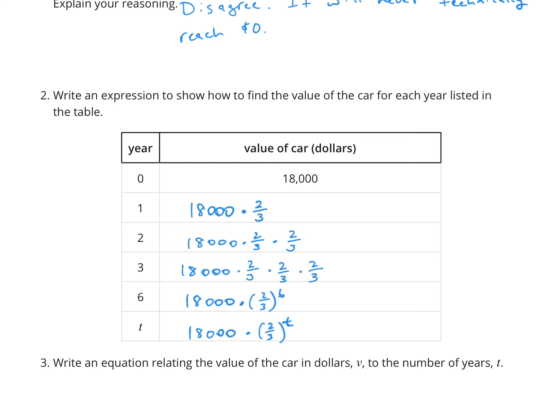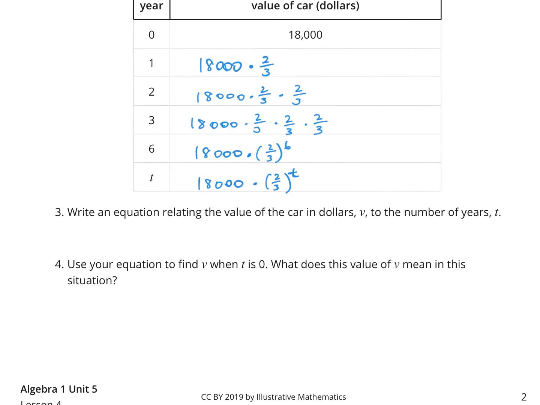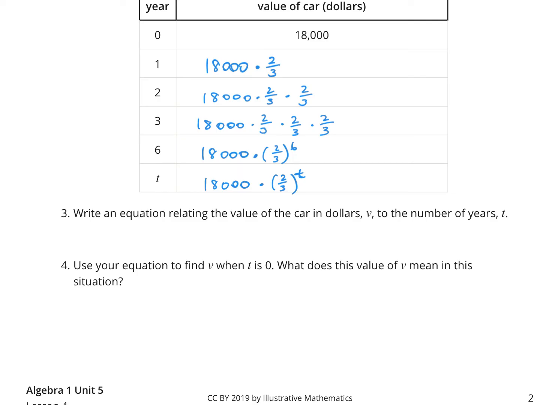The key thing to remember here is that we're not multiplying by 1/3, because that would just tell us how much it decreases. We're multiplying by 2/3 because that's the actual value of the car. So keep that in mind. Question 3 says to write an equation relating the value of the car in dollars V to the number of years T. So we're going to take that expression for our last entry and just set it equal to V. So V is equal to 18,000 times 2/3 to the T power.